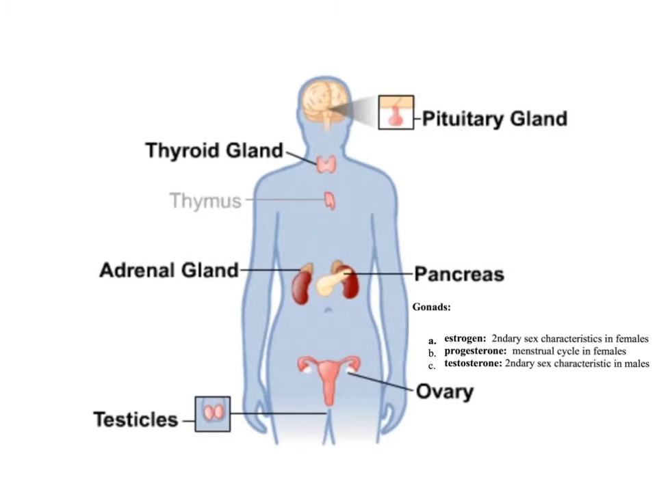With regard to the male gonad, that is the testes, the primary hormone for the testes is testosterone, and this causes the secondary sex characteristics. We will discuss these in more detail when we reach the reproductive chapter.